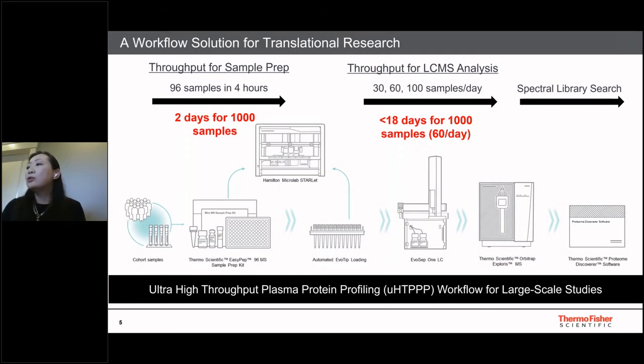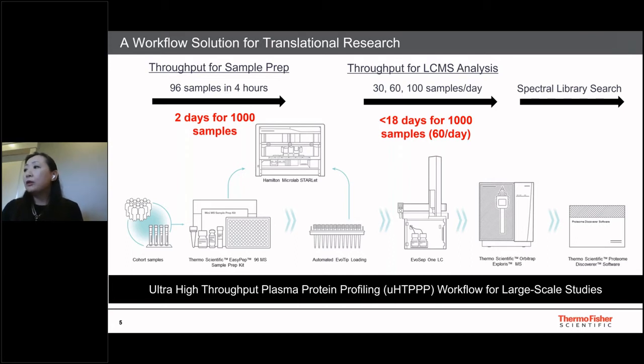In this seminar, I want to introduce our ultra high throughput plasma protein profiling, or uHTPPP, workflow. It consists of automated sample preparation, a rapid LC gradient with the Evosep One system, and our newest addition to the Orbitrap Exploris mass spectrometer family, the Exploris 240. With an integrated 96-well EasyPep sample preparation kit and the automation script on the Hamilton liquid handling robotic system to digest plasma proteins and purify the resulting peptides, the system costs less than $150,000 and less than $20 per sample for the consumables.